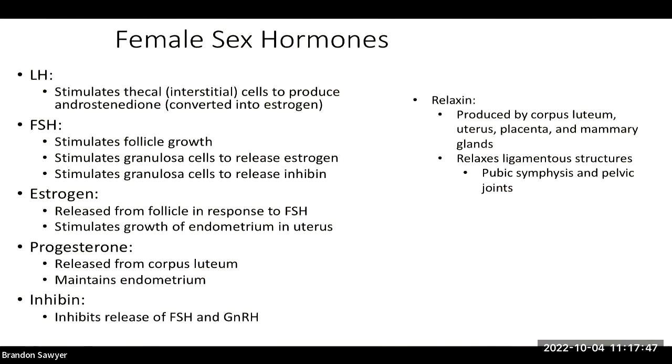All right, so this is a summary of what we've talked about a few times, and it tells you what those female sex hormones do and what their primary roles are. The only one we hadn't talked about yet was relaxin. Relaxin is produced by the corpus luteum as well as other glands. One of its primary jobs is to relax ligaments, which is helpful for opening up the pelvic joints as well as the pubic symphysis for pregnancy. The other hormones we've already talked about.